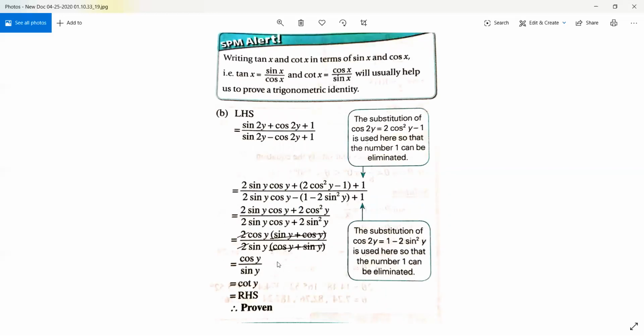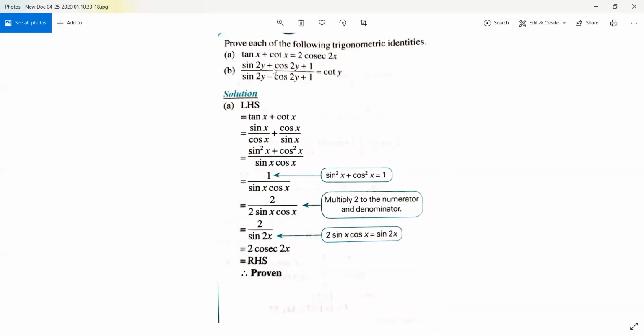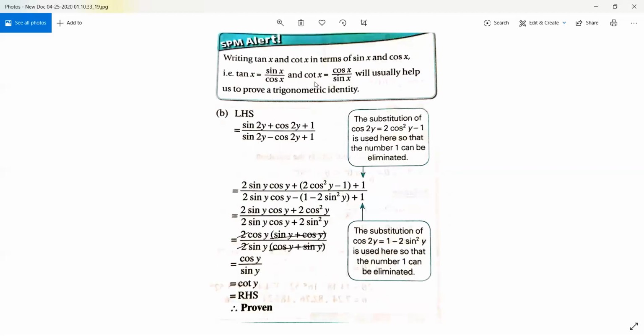Okay. LHS. B is sine 2y plus cosine 2y plus 1 over sine 2y minus cosine 2y plus 1. Okay. Same here.